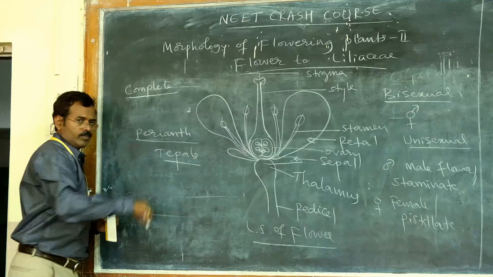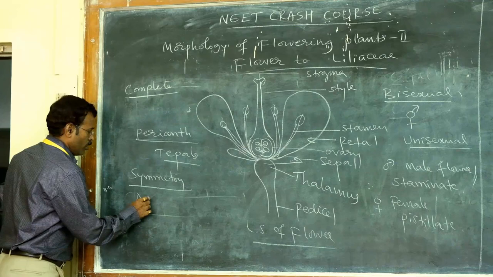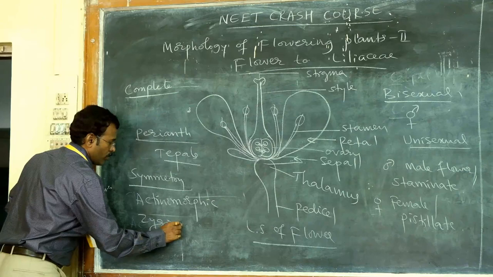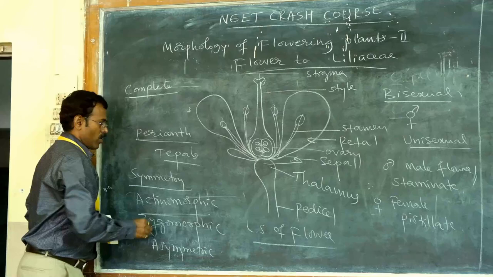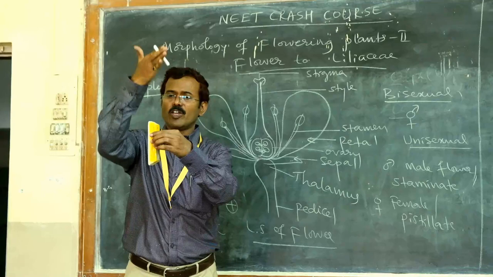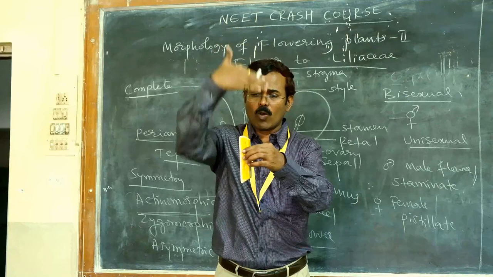Regarding the symmetry of a flower, we have three different types of symmetry. One is actinomorphic, second is zygomorphic, third is asymmetric flower. Actinomorphic flower is denoted by this symbol. When a flower can be cut into two equal parts in any plane passing through the central axis, then we call it an actinomorphic flower.